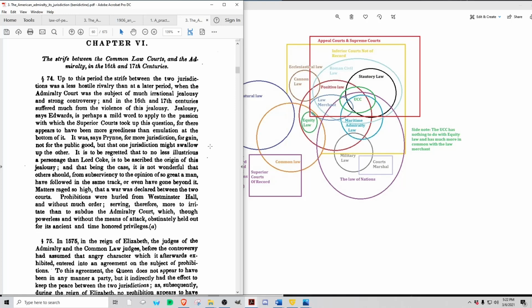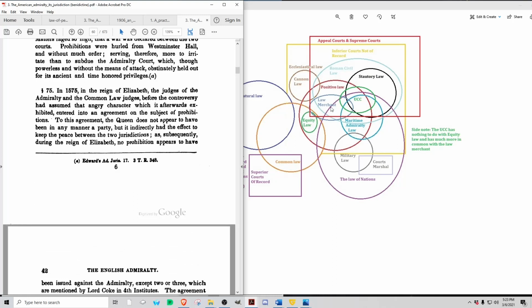It is to be regarded that to no less a personage than Lord Coke is to be ascribed the origin of this jealousy. And that being the case, is it not wonderful that others should, from subserviency to the opinion of so great a man, have followed the same track, or even have gone beyond it? Matters raged so high that a war was declared between the two courts. Side note here, the wars were usually fought in what was called habeas corpus, or writs of prohibition, which we'll get into here. Prohibitions were hurled from Westminster Hall and without much order, serving therefore more to irritate than to subdue the Admiralty Court, which, though powerless and without any means of attack, obstinately held out for its ancient and time-honored privileges. Well, that's a flowery way of saying the filthy Khazarian mob wouldn't let go of what they'd finally been able to bring onto the land. Just put it that way.